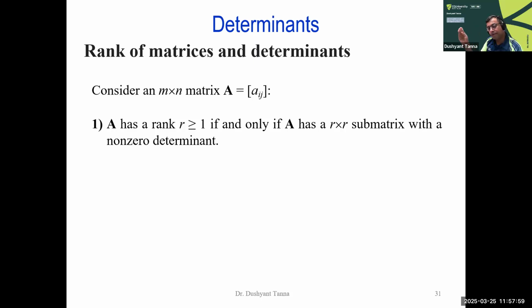So think about a sub-matrix of that 5 by 3. You can take the first column, second column, and fourth column, right? Separate that into a sub-matrix and obtain its determinant. If it is 0, go for the next. If it is 0, go for the next. But the moment you find at least one of them non-zero, that's it. You say the rank is 3. So you say that rank is greater than or equal to 1 if and only if there is a sub-matrix with non-zero determinant.